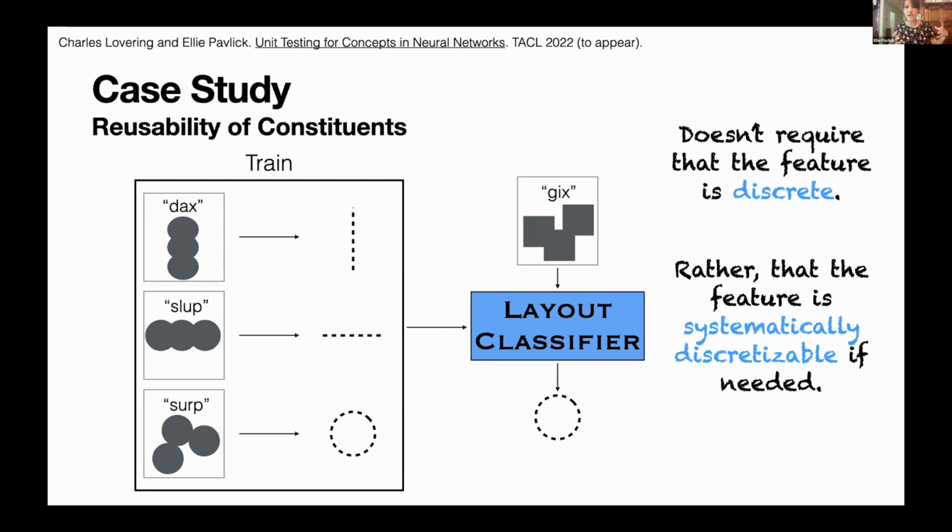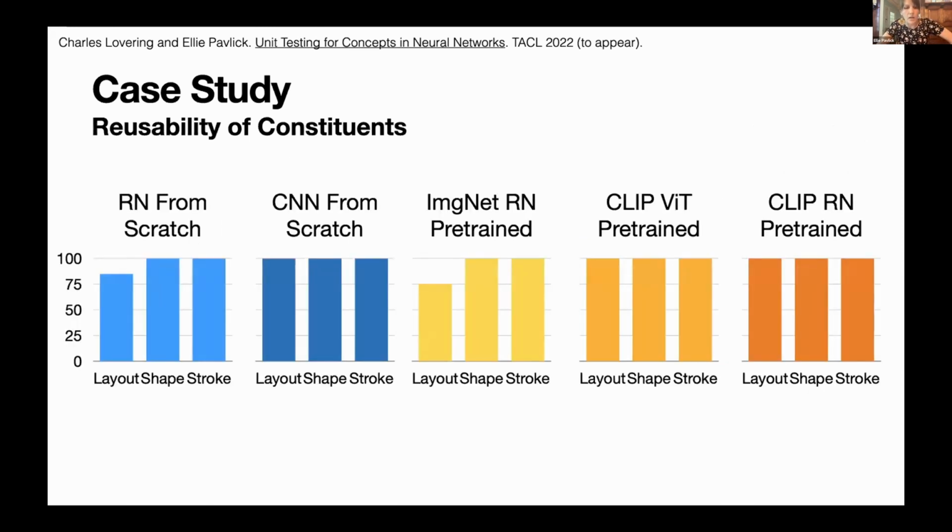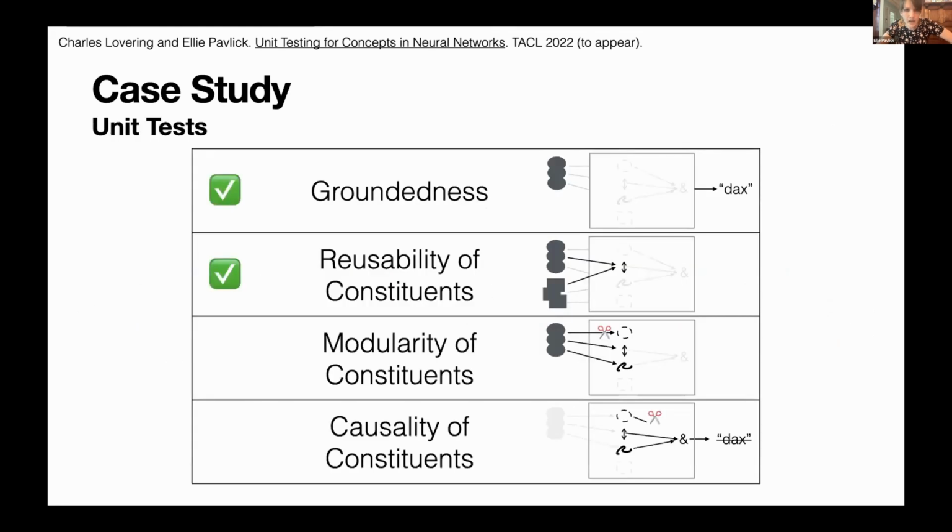So if needed, I could collapse this. It would be a lossy mapping, right? There's more information in continuous space than in the discrete space, but I could collapse it as needed, for example, to assign a word to a concept or to behave as a discrete system if I needed to. And basically on these tests, all of our models are succeeding.